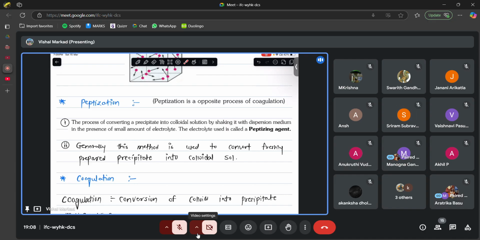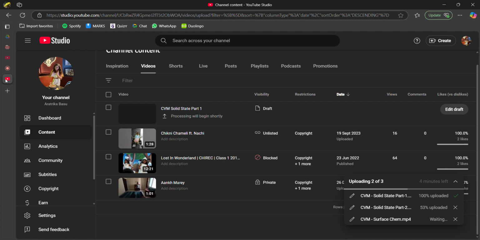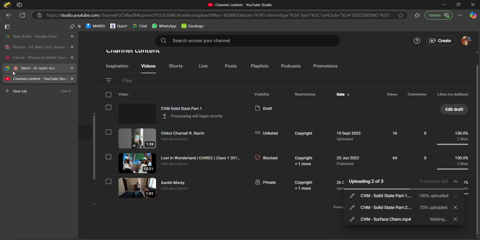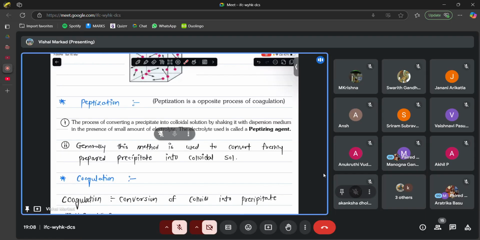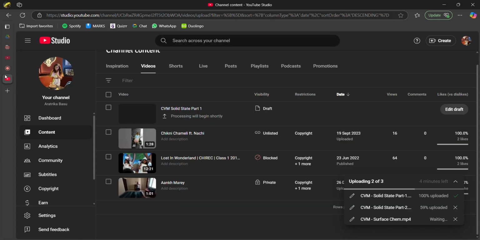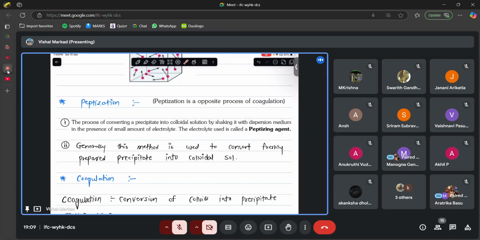When I say you have a precipitate, let's suppose your dispersion medium is water. Some precipitate is formed in that water. Obviously, some solid part settles down at the bottom. When we shake it with the dispersion medium, what will happen? The precipitate particles which settled at the bottom will be in continuous movement.